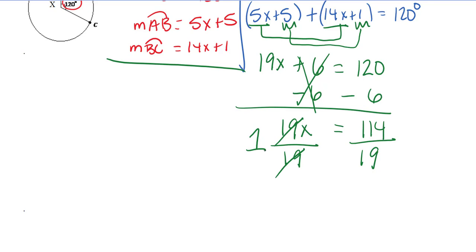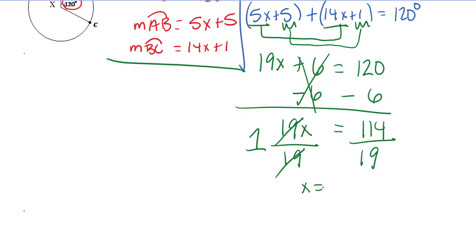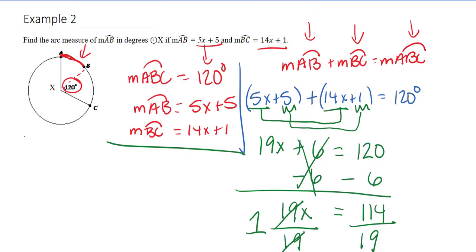Now, let's get our calculators out. So if we go 114 and divide by 19, we get 6. So our value of x is equal to 6. So 19 times 6 is equal to 114. That's what that's saying on this line right before it. So if x is equal to 6, now if we go back, what we're looking for is the arc measure of AB.